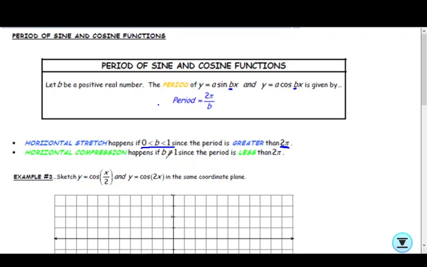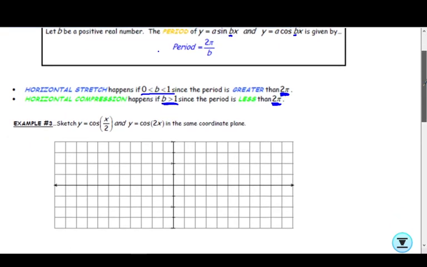It's a horizontal compression if b is greater than 1, because when we plug it into our period equation, the period will be less than 2 pi. So obviously, if the length is less than 2 pi, it's been shrunk or compressed, and if it's greater than 2 pi, its original length, then it has been stretched. The easiest way of doing this is to graph it.